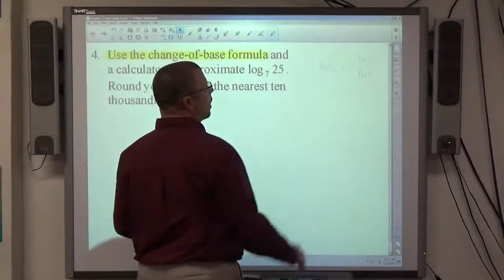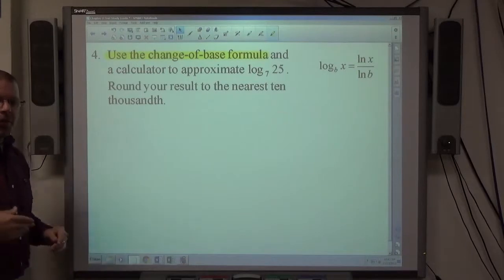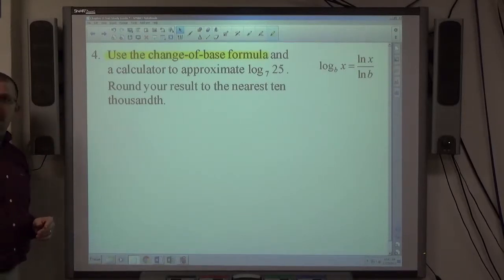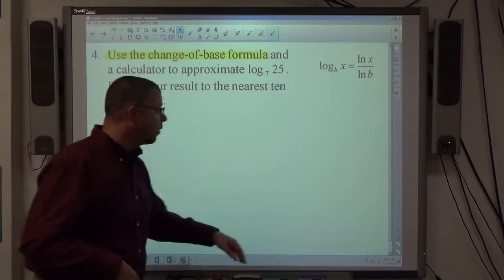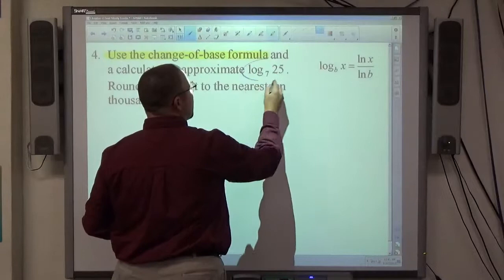It is log of x base b equals ln x over ln b. If you recall from class, we also have log x over log b. Doesn't matter. I like the ln, so I'm going to go with that one. So they want me to approximate log of 25 base 7.